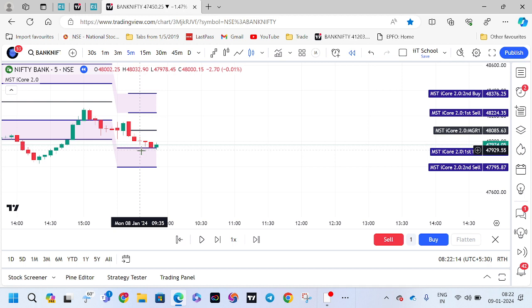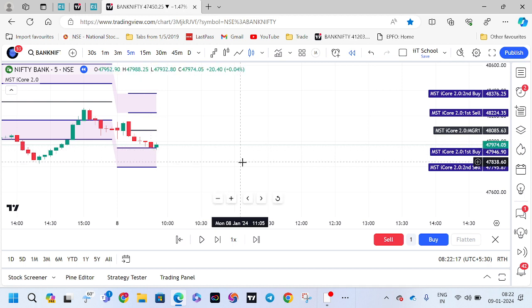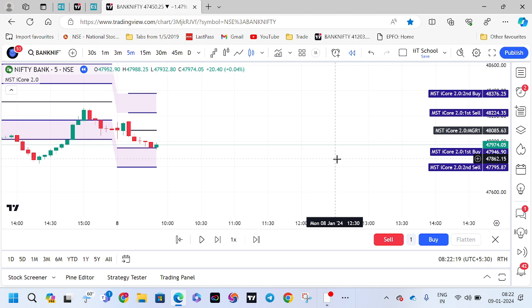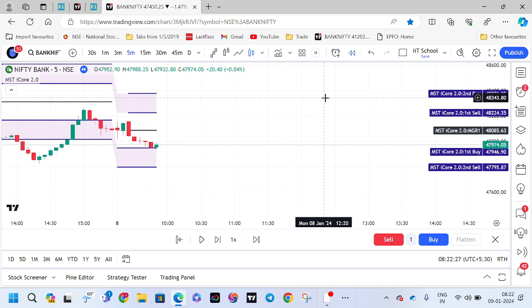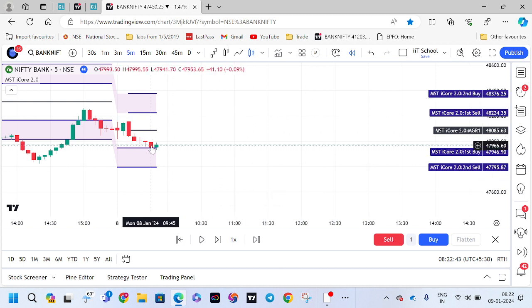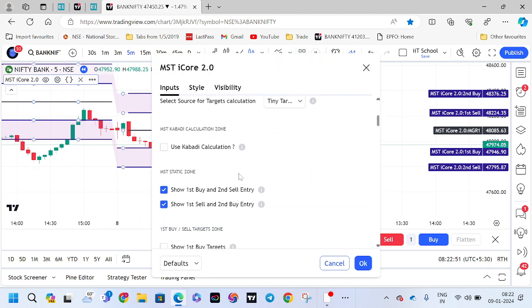Suppose the market has come down to our buy zone, that is 47,946. Which strike price are we supposed to choose? Just subtract 200 points from the entry point, that is 47,900 minus 200, which is equivalent to 47,700 call option. So we will be ready with the 47,700 call option. When the market is nearing our buy zone, we will take it at the current market price. Now go to the settings. Since buy is activated, we have to remove the sell.